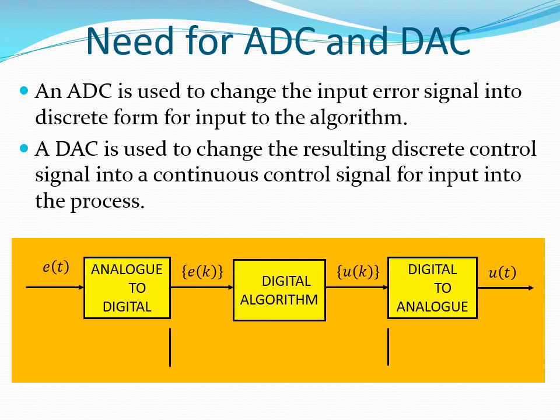So the algorithm works out the control signal and gives it out in digital form. So a digital to analog converter will be required to change the discrete control signal into a continuous control signal that is going to be input into the process so as to control it.